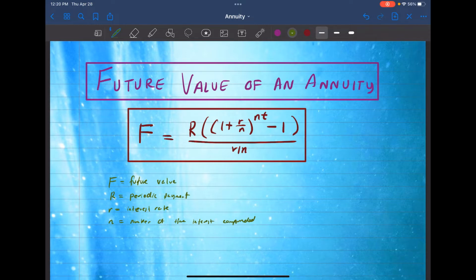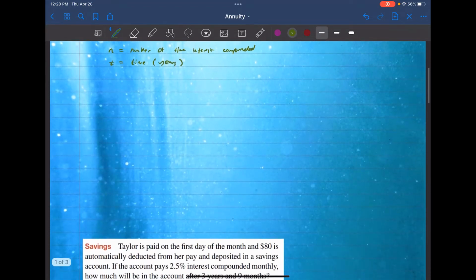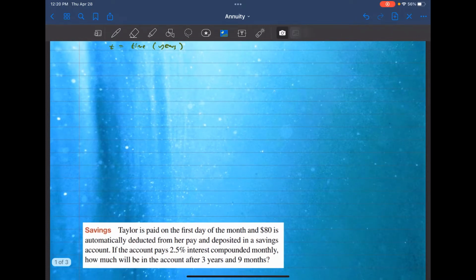And the last component we have is t, so t is going to represent time in years. So that would be the unit for time. Once we know these components, we can figure out a future amount of a savings. Let's go ahead and take a look at our first example. So this will be the problem I want to work on.